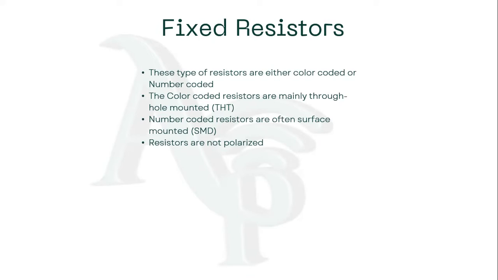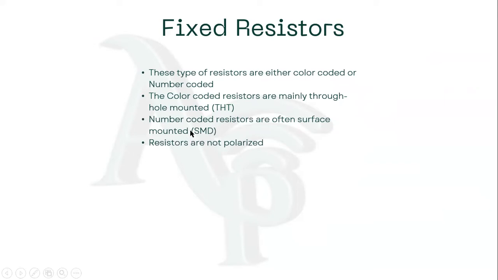Now, fixed resistors, this type of resistors are either color-coded or number-coded. Please take note. They are either color-coded or number-coded. As this continues, you're going to see the difference between a color-coded resistor and a number-coded resistor. The color-coded resistors are mainly through-hole mounted, that is THT, through-hole technology. They often have leads through which you can put them through your circuit board, your Vero board, and solder them to the circuit board.